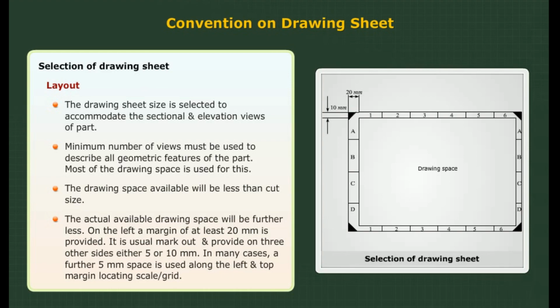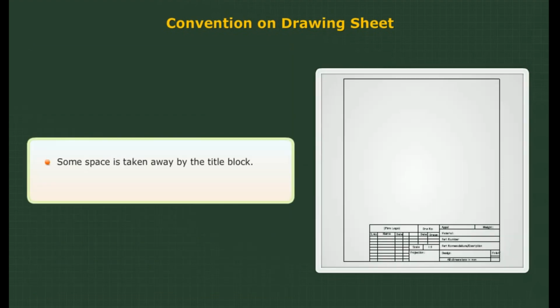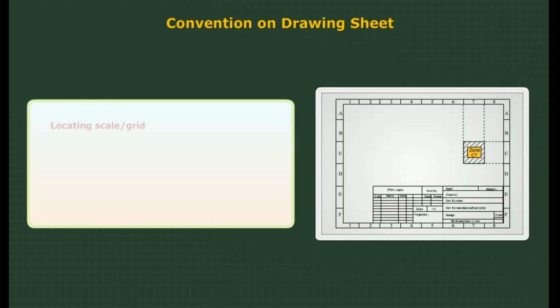On the left, a margin of at least 20 mm is provided. It's usually marked out and provided on the 3 other sides, either 5 or 10 mm. In many cases, a further 5 mm space is used along the left and top margin, locating scale or grid. Some space is taken away by the title block. Effective space may not be more than 185 by 240.